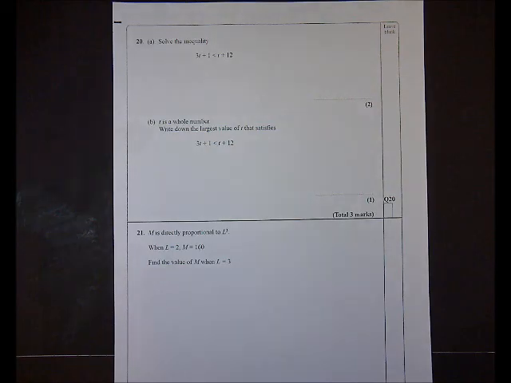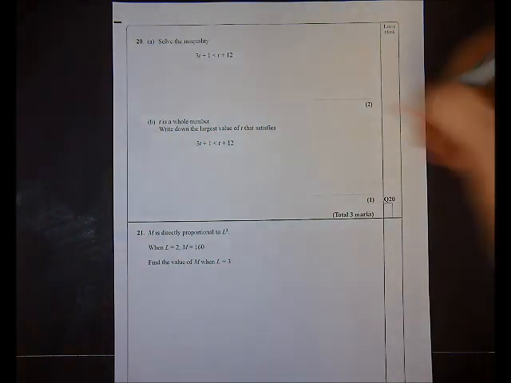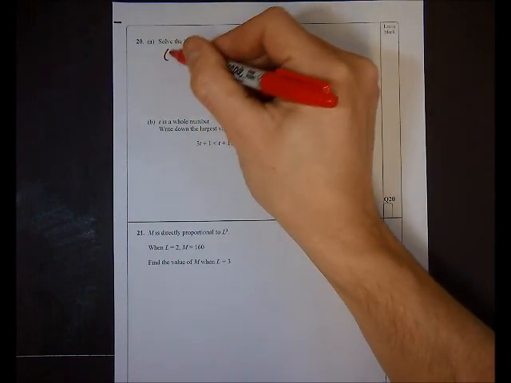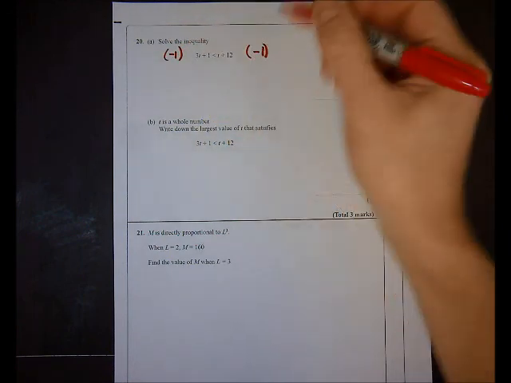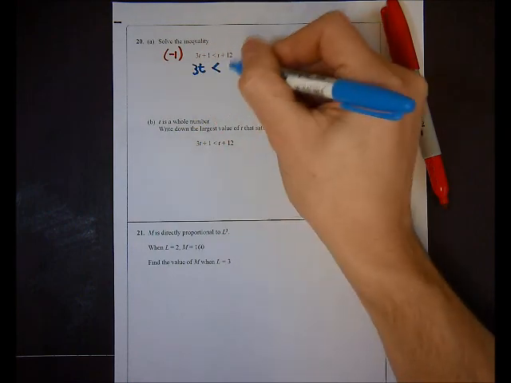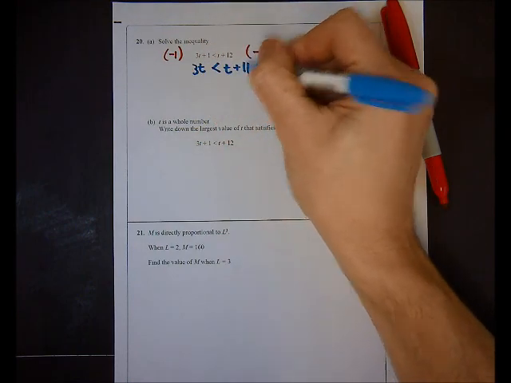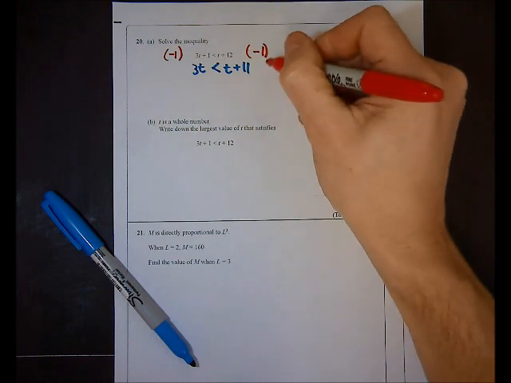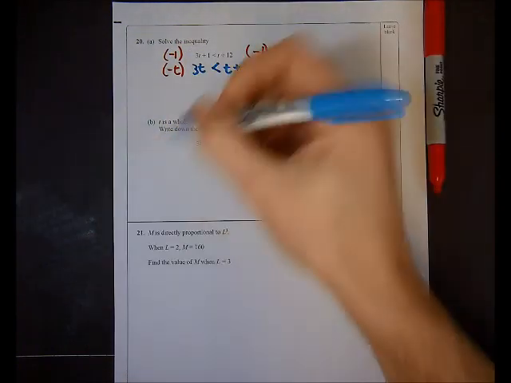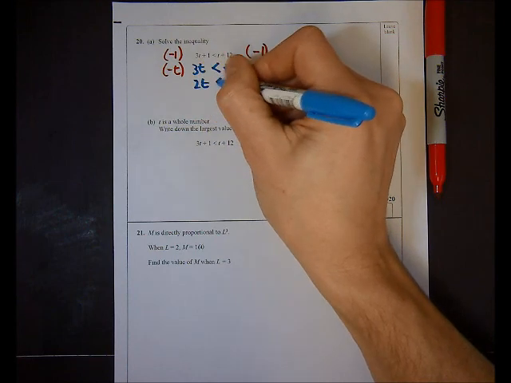On question 20, I'm asked to solve the inequality 3t plus 1 is less than t plus 12. So I'm going to solve this exactly like an equation, and I'm going to do the same to both sides throughout. So to start with, I'm going to take away 1 from both sides, and that's going to leave me 3t on the left hand side is less than t plus 11. Now I'm going to take away t from both sides, which is going to give me that 2t is less than 11.